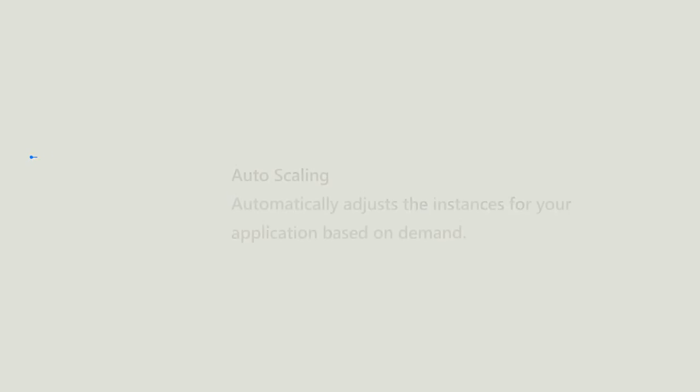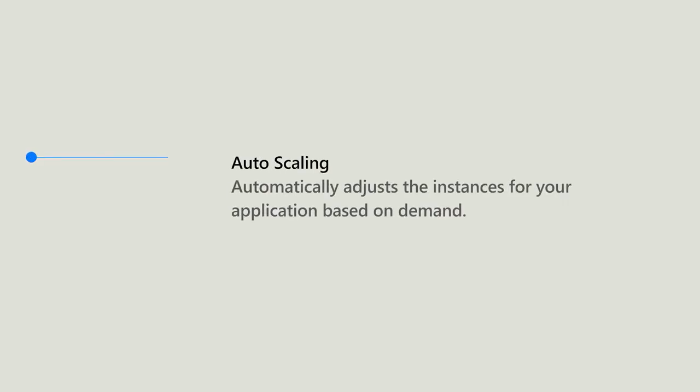Continuous deployment also means fewer manual steps, which reduces the risk of human error and makes your deployment process more reliable and consistent. Another brilliant feature is built-in auto-scaling, which can automatically adjust the number of running instances for your application based on demand. During peak traffic times, Azure App Service can scale out to handle the increased load and then scale back down when the demand decreases.